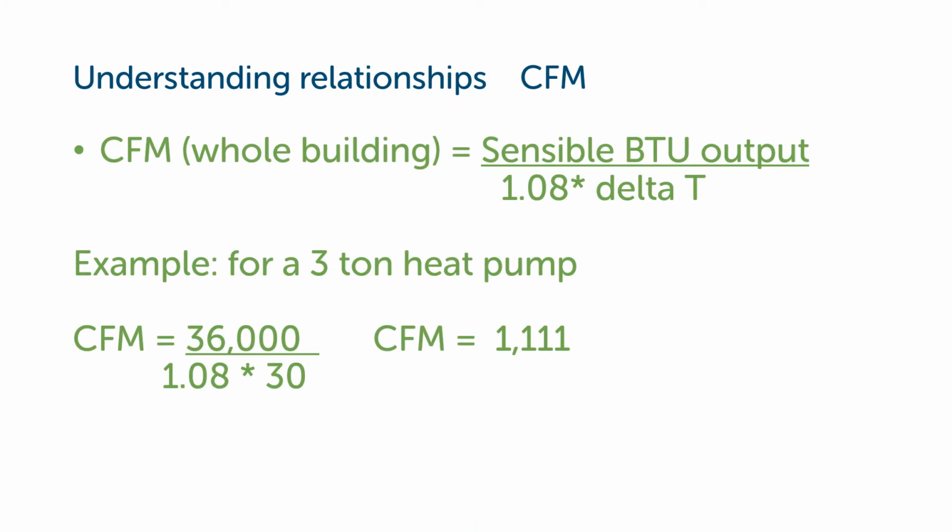It helps to understand the relationships when we're talking about CFM. So for the whole building, it's the sensible BTU output divided by 1.08 times the delta T. An example for a 3-ton heat pump would look something like this: 3 tons, or 36,000 BTUs, divided by 1.08 times 30. That gives us a CFM of about 1,111. Now remember that delta T on a heat pump is about 30 degrees, which is significantly different than the 50-degree delta T on a furnace. In most cases, we're going to need to move more CFM to achieve the same BTU output when we're using a heat pump versus a furnace.